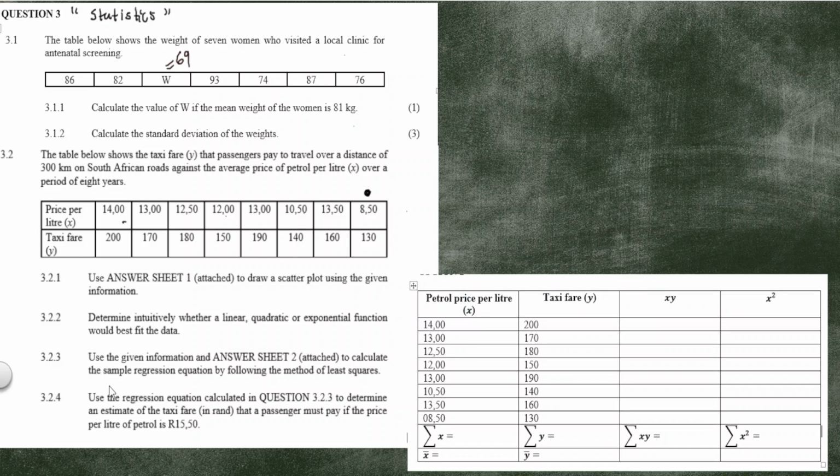Anything with a bar, like y bar and x bar, simply means that you are calculating the mean for those variables. The petrol price and taxi fare, all of this information is coming from that table. Then you want to take the x and the y, multiply, and write the answer for each row. Then take the x value, square it, and write down the answer for each row.